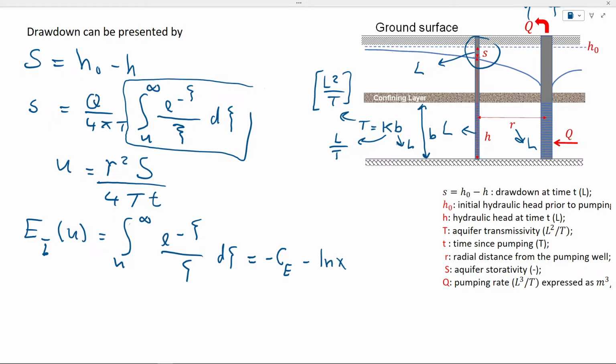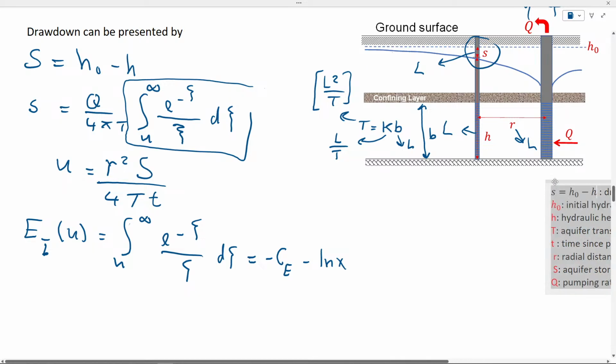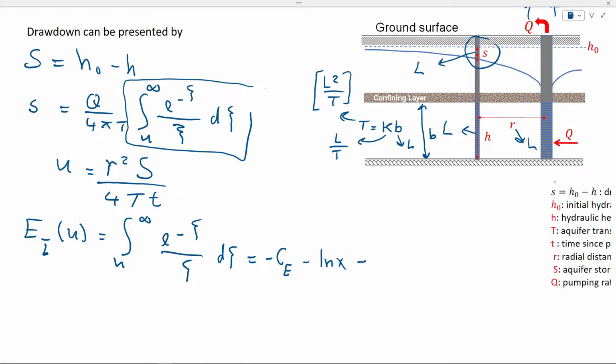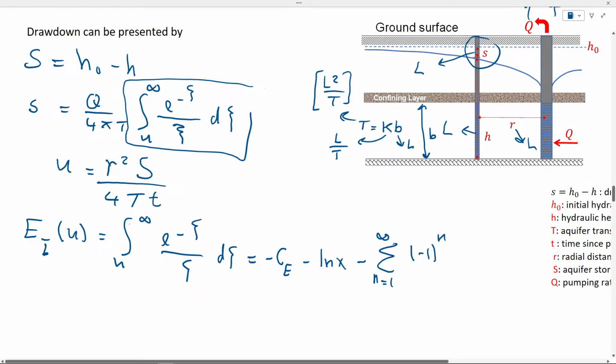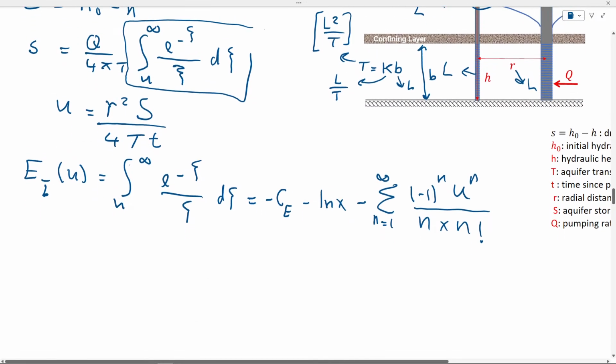That is negative Euler's constant, negative ln x, plus the sum from n equals 1 to infinity of negative 1 to the n plus 1, times u to the power of n, divided by n times n factorial. Wow. So now I can solve this.